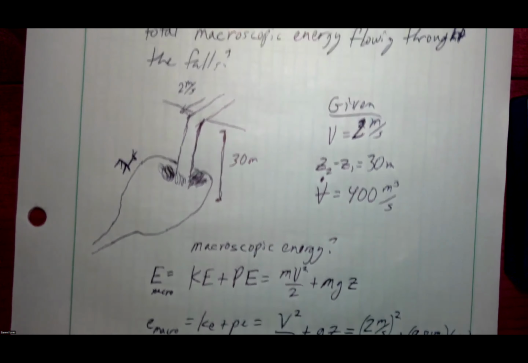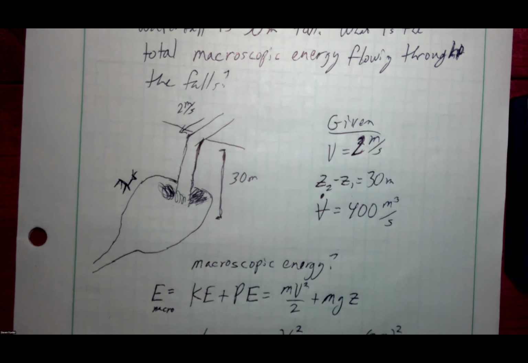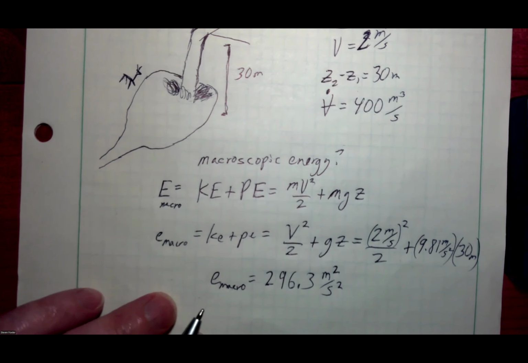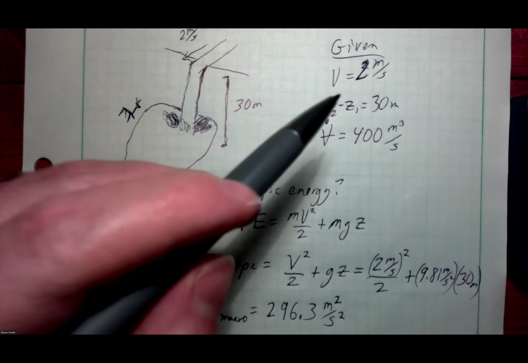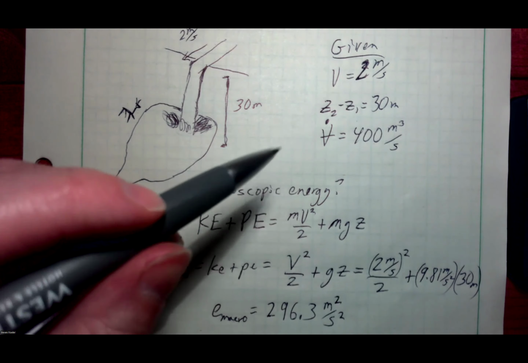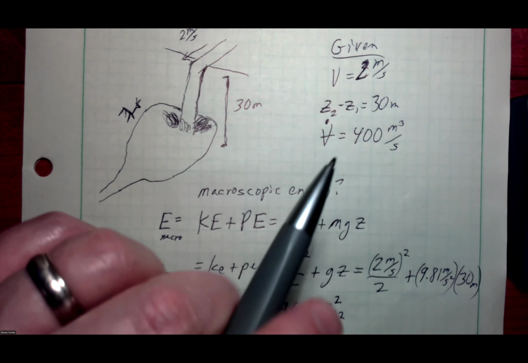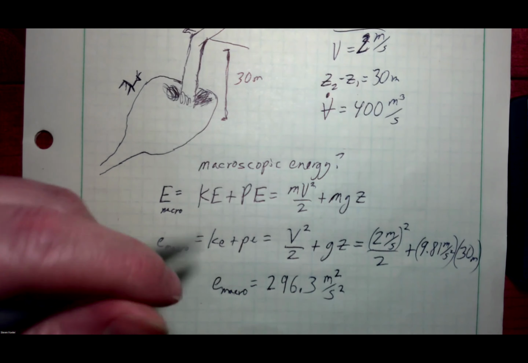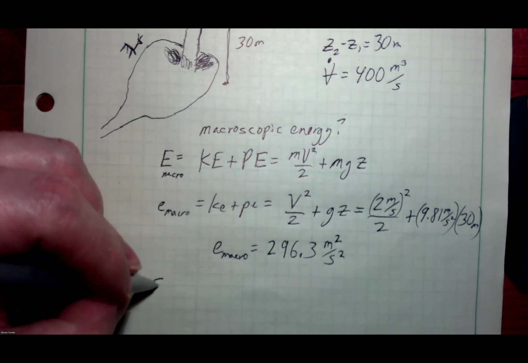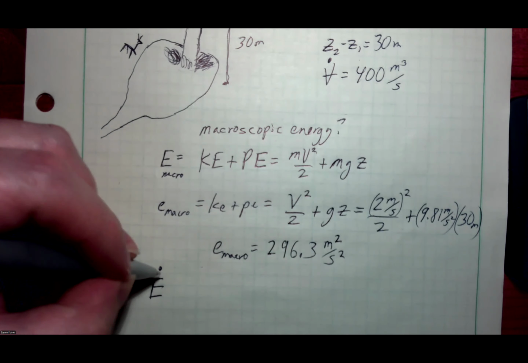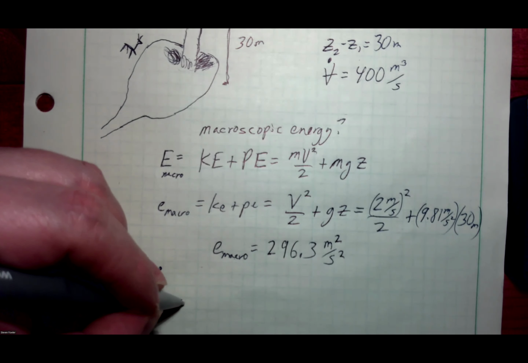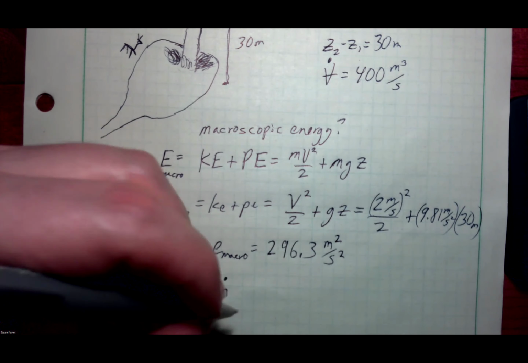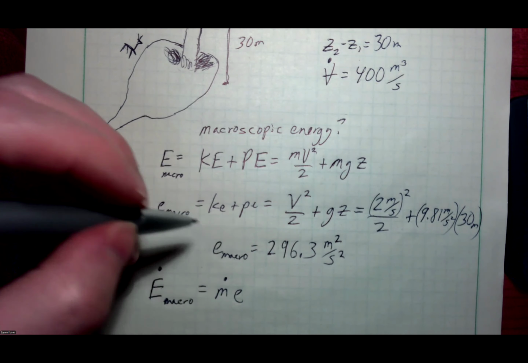All right, now is this what they asked for? Well, the problem's not very clearly worded, honestly. This is probably okay. We could probably box this in and call this our final answer. But you know what? They did tell me the rate at which water flows through this. They told me the volumetric flow rate. Well, here's the thing. I can tell you the rate at which the macroscopic energy flows through the falls, because that's going to be the mass flow rate times the energy per unit mass.